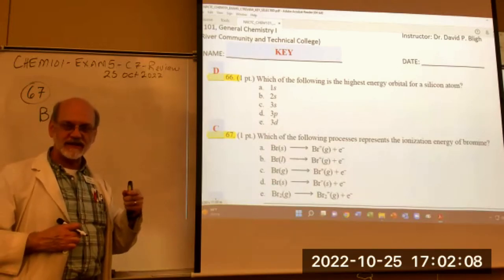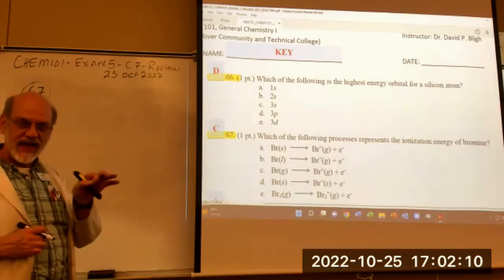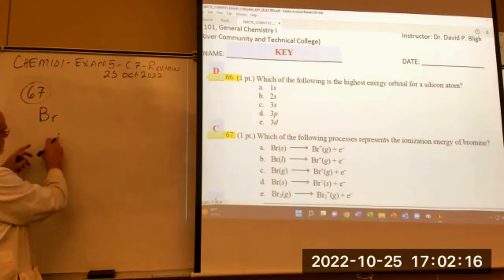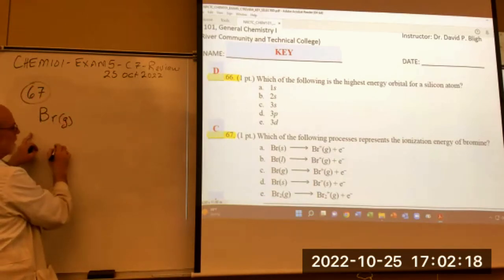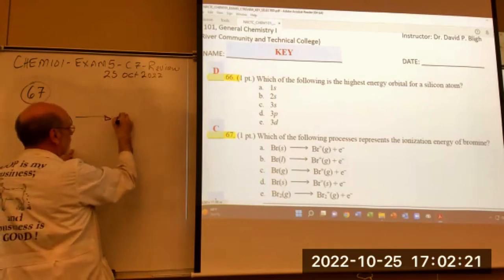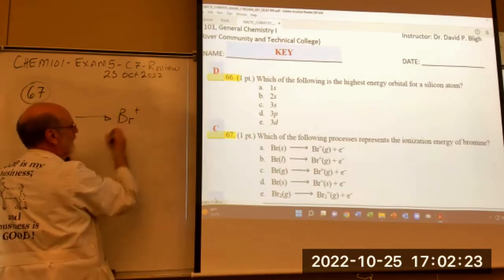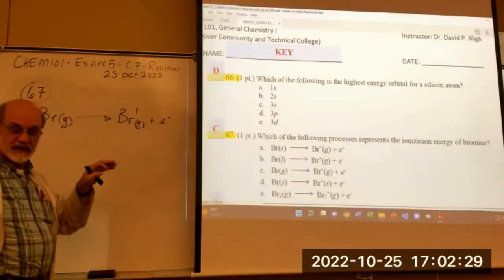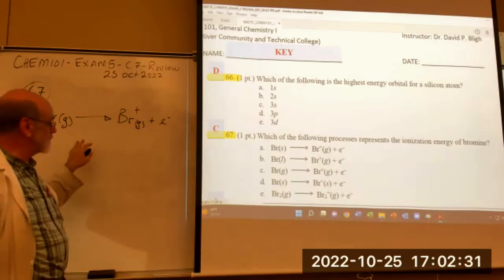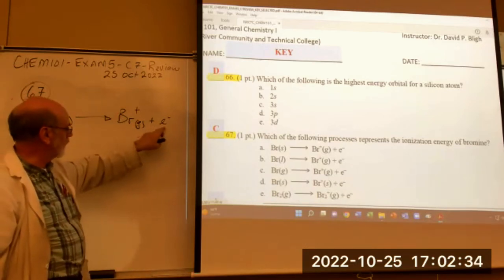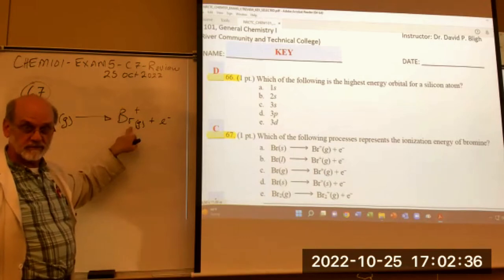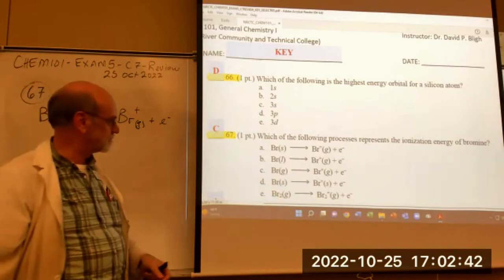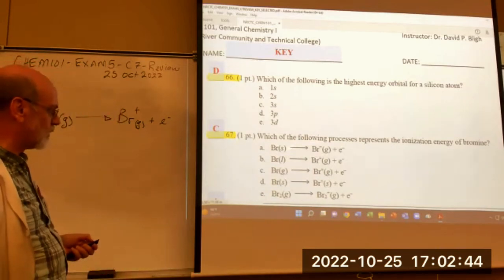Once we get it in the gas state, the energy we add is going to eject electrons. So it needs to be a gas. Then we need to add energy, and we're going to end up with one positively charged gas ion plus the electron. That's the ionization energy equation for bromine. Eject one electron, and it leaves you with one positively charged cation. This is the first ionization energy. Right? So which one satisfies that?